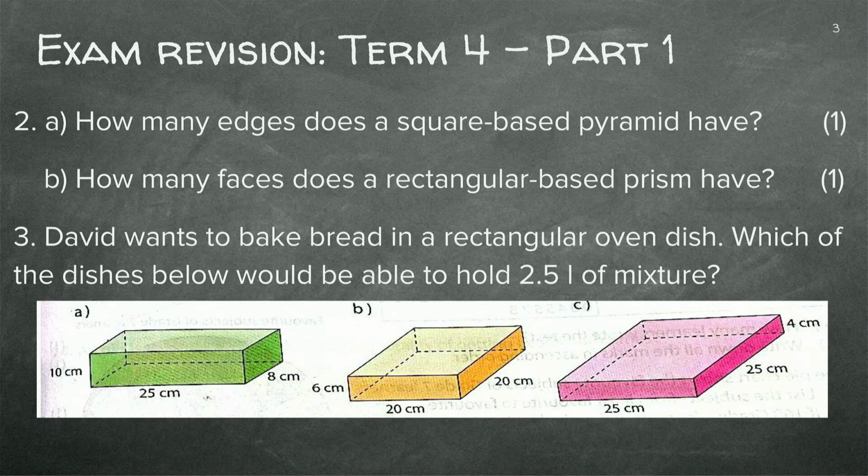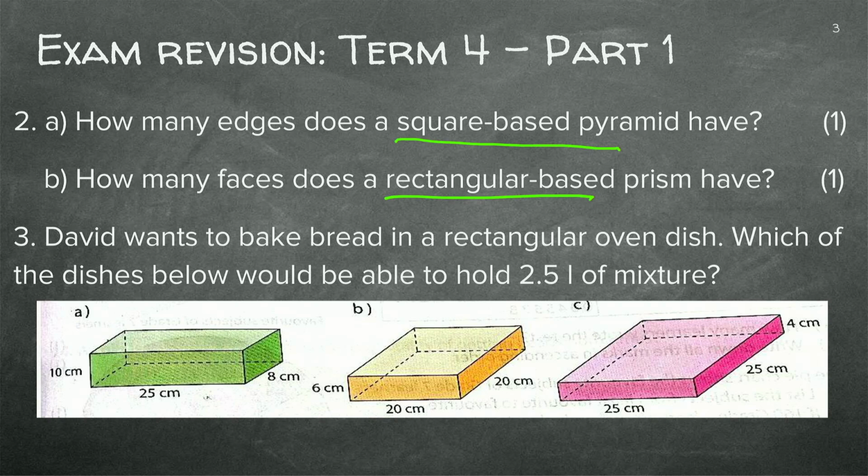Okay, then in the next question, remember the 3D objects? They ask us how many edges does a square-based pyramid have? Now just look carefully, a square-based pyramid. How many faces does a rectangular-based prism have? So make sure that you don't get confused there.